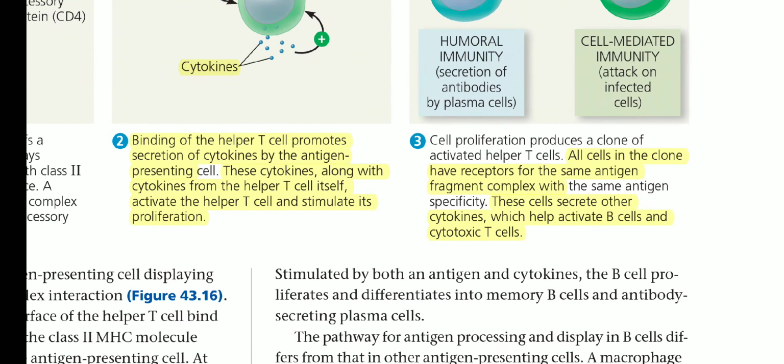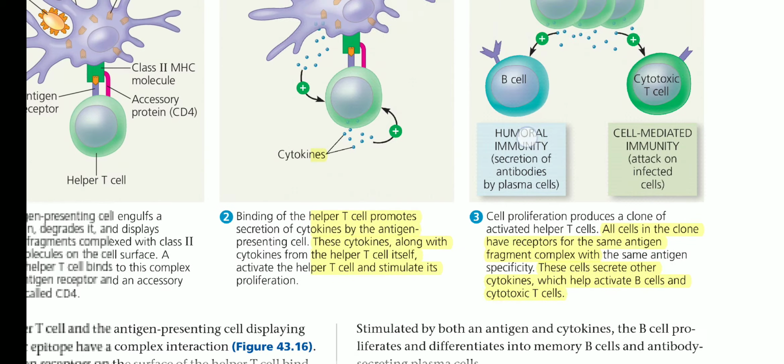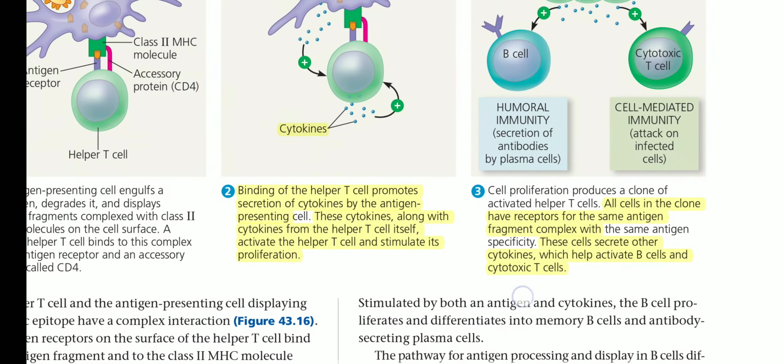Okay, and this secretion of the other cytokines helps to activate the B cell and T cell. So all the cells in the clone have receptors for the same antigen fragment complex with the same antigen specificity. The cell secretes other cytokines. Okay, so from here it also has cytokines being released. The T cell also releases them.